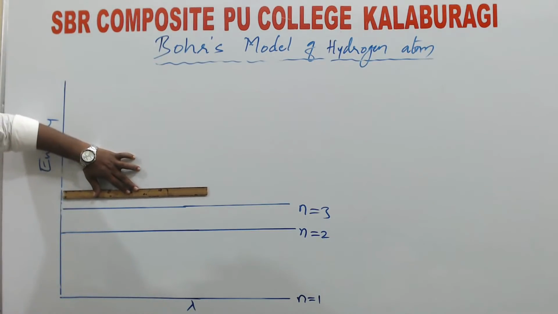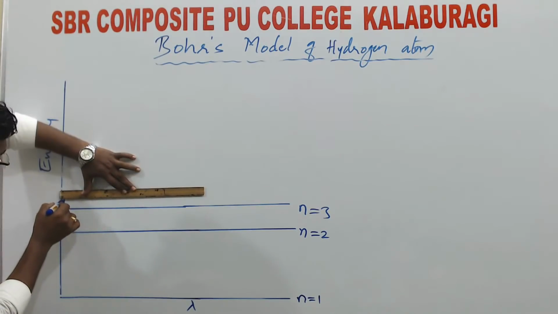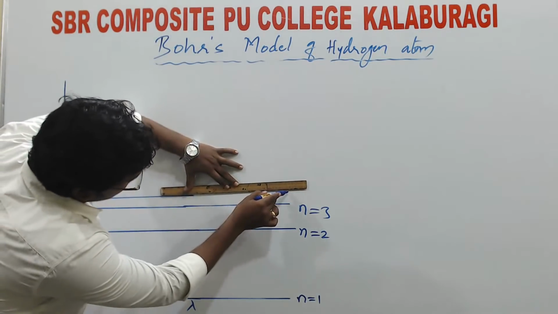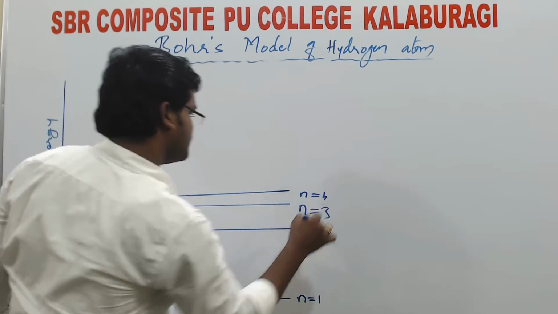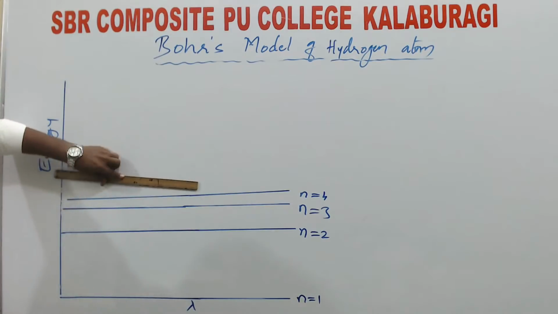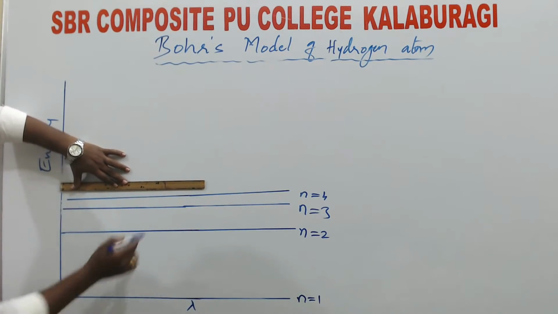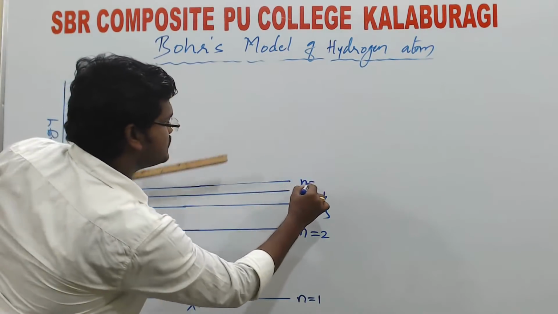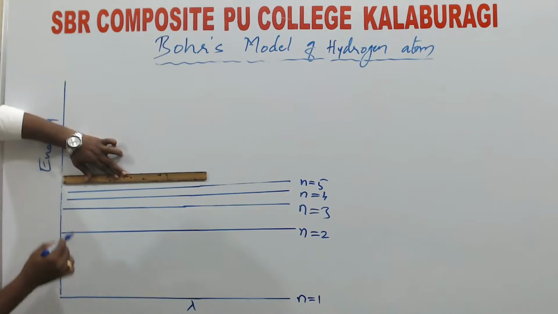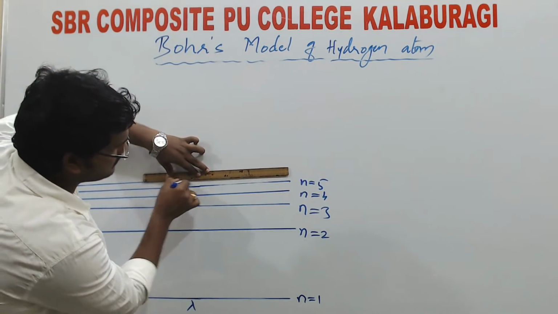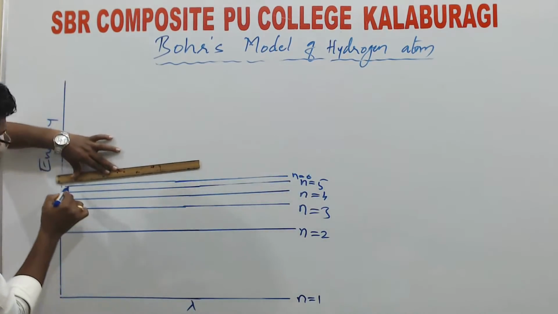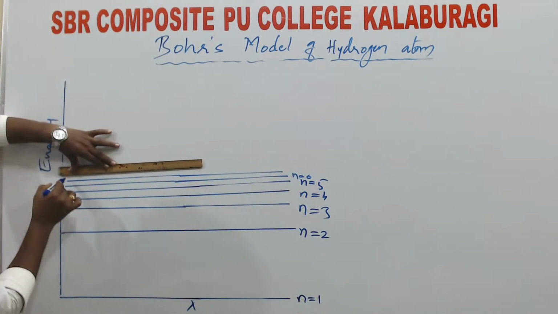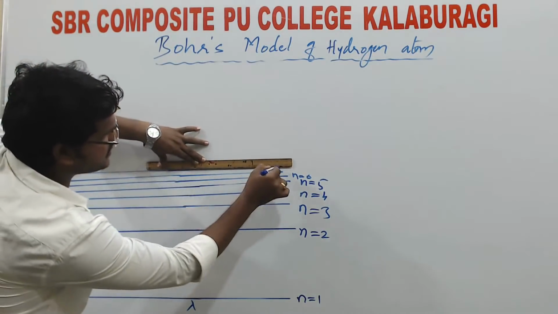Next is my energy level 4, n equals 4. And then I have n equals 5. These are my energy levels, and so on, having n equals 6, 7, 8, and so on. These are not to scale, please do adjust with this.